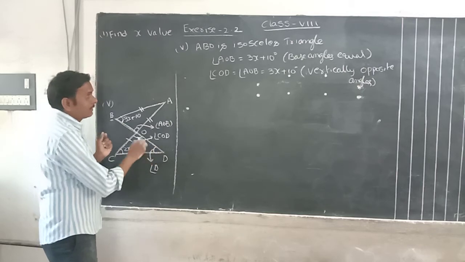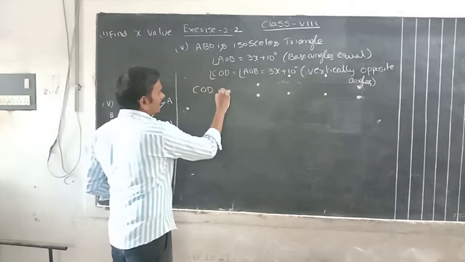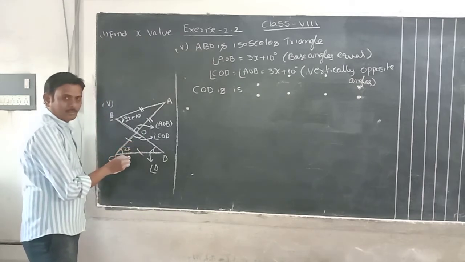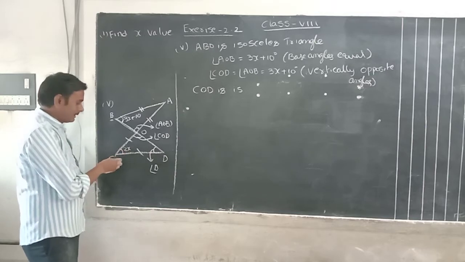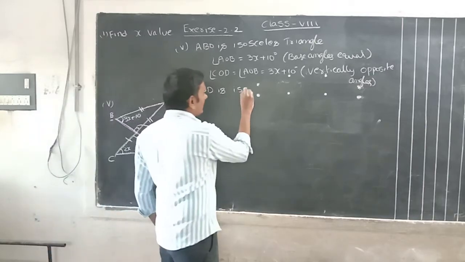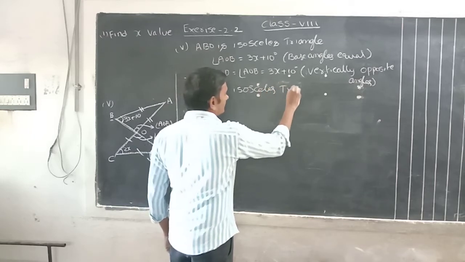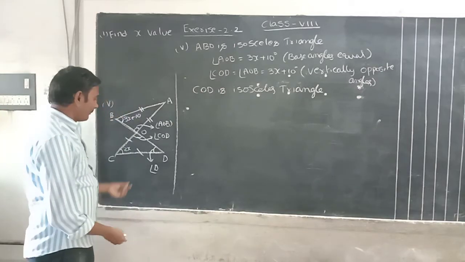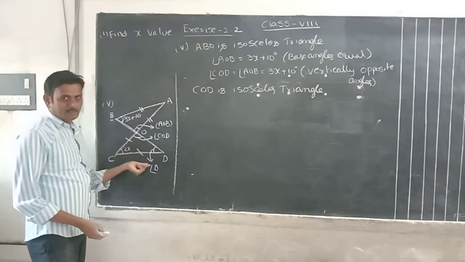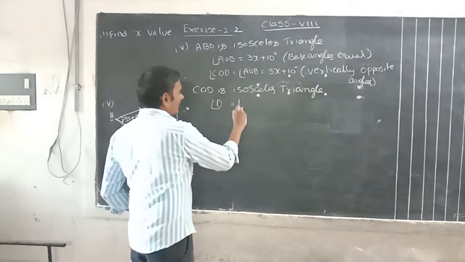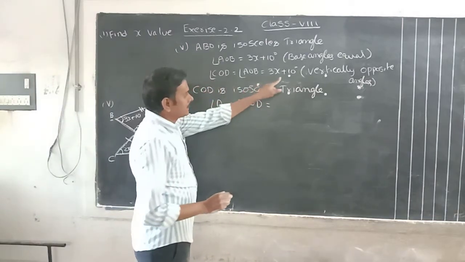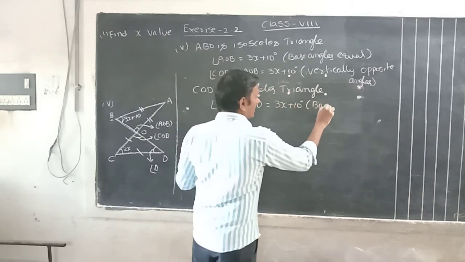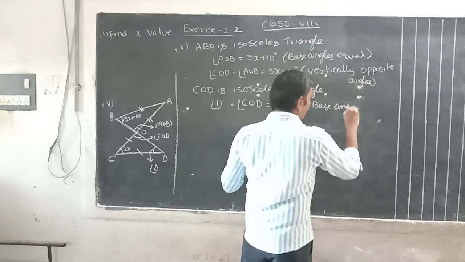If you observe here, COD is an isosceles triangle because these two sides are also of equal length. So COD is also an isosceles triangle. Then base angles are equal. What are the base angles here? Angle D and angle COD. Angle D equals angle COD, which equals 3x plus 10. The base angles are equal.